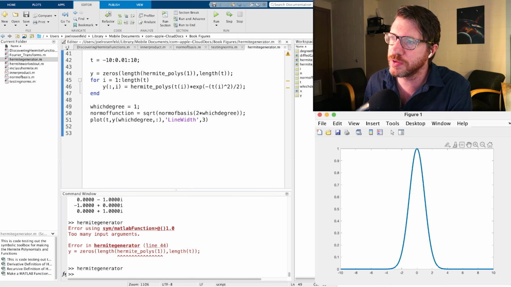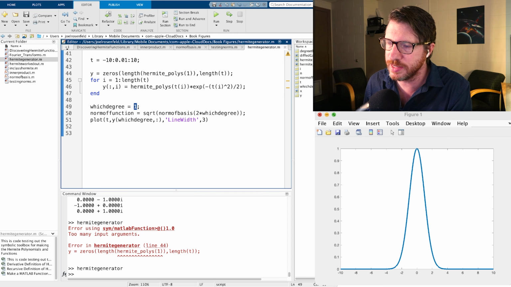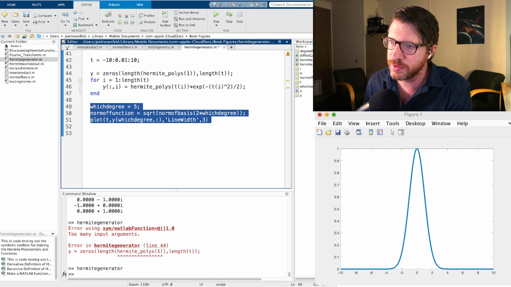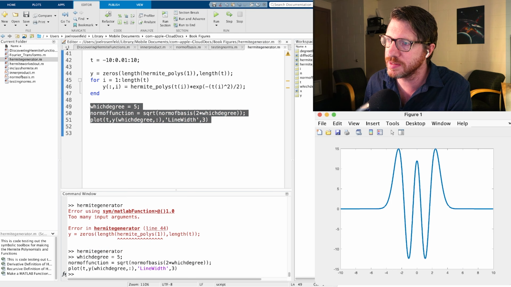This is actually my 0th Hermite function. And so you see it's just the Gaussian, nothing really too crazy here. But then if I change this to be 5, so this would be my degree 4 Hermite function, we end up getting this. So it's a nice even function here, and we have 1, 2, 3 peaks and 2 troughs. And so that's kind of what we're looking for out of our new code as well.